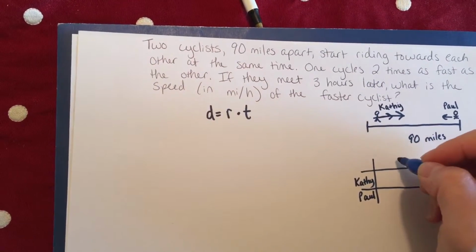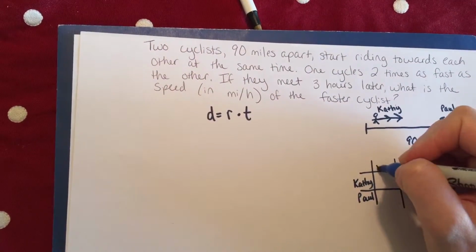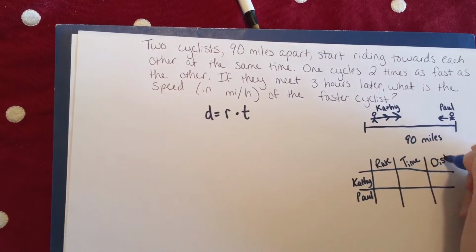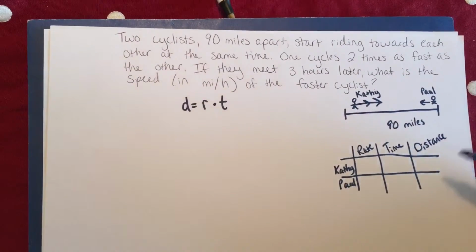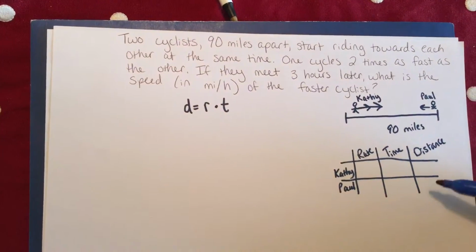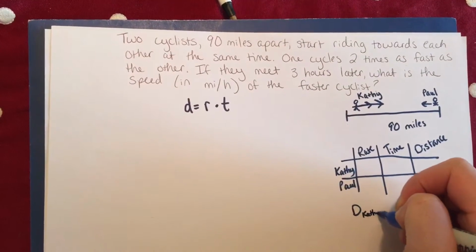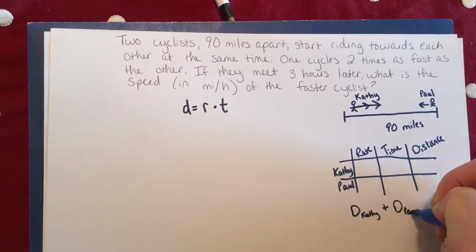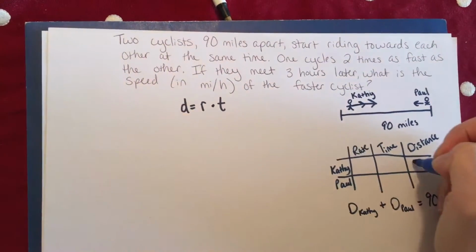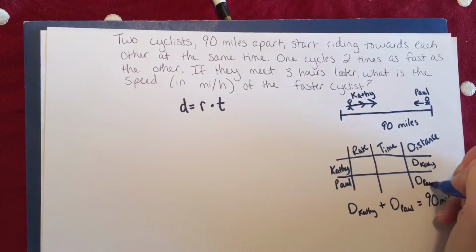And we need three pieces of information here. So we need the rate, the time, and the distance. Now the problem doesn't tell us how much distance Kathy covered or Paul covered individually, but it does tell us that the distance of Kathy and the distance of Paul is 90 miles. It does tell us that. So I'm going to call this D sub Kathy and D sub Paul.